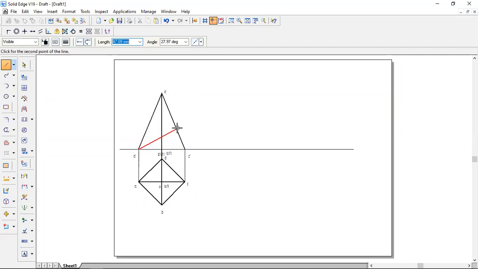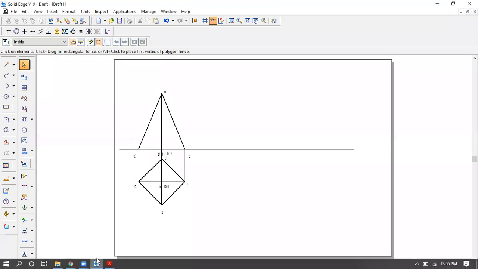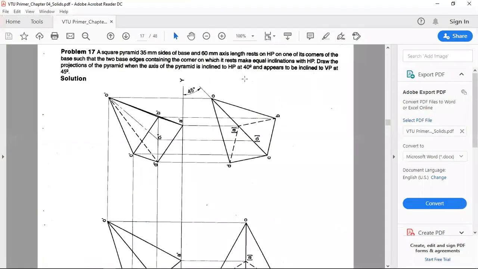With this, the initial position of the solid is finished. Once you have done the initial position of the solid, what is the next one? Next, you are going to rotate this square pyramid in such a way that the axis is inclined to the given angle. What is the given angle here? The axis is inclined to HP at 40 degrees.